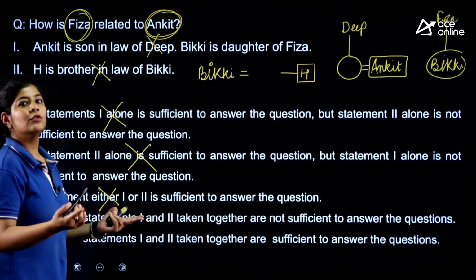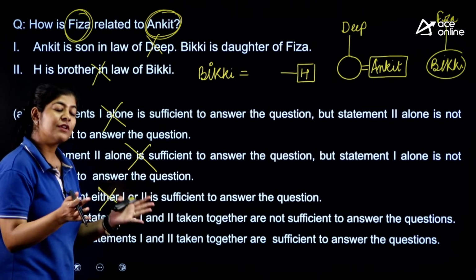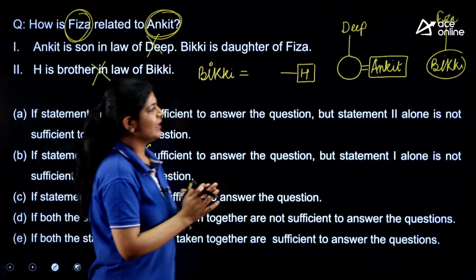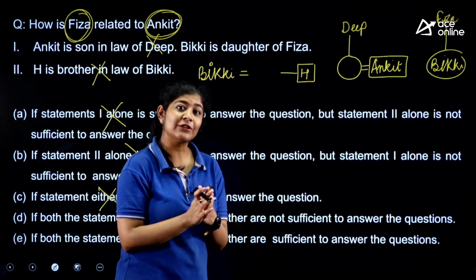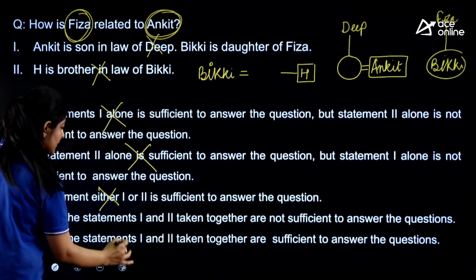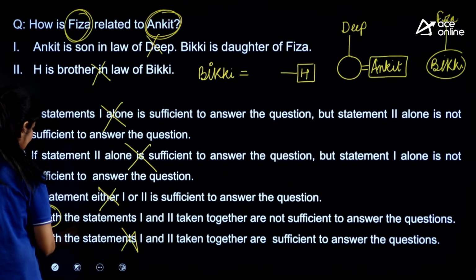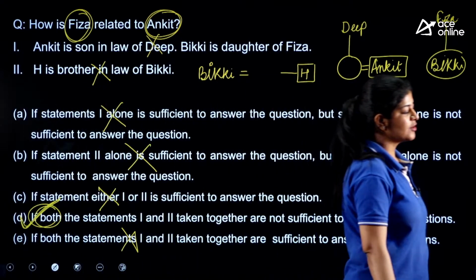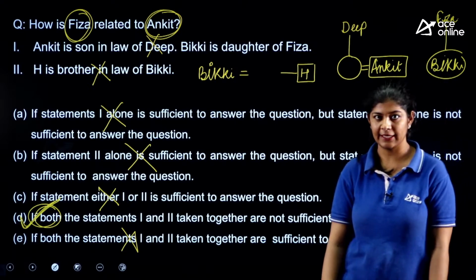Now we need to check the last case, in which we combine both of these statements together. After that, can we determine it? No, even after that we are not able to determine. That means this option is also eliminated and the correct answer here is option number D. The correct answer is option number D, right?